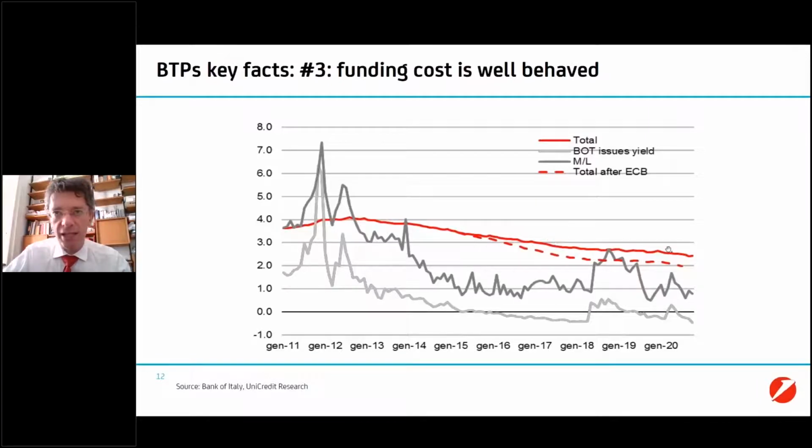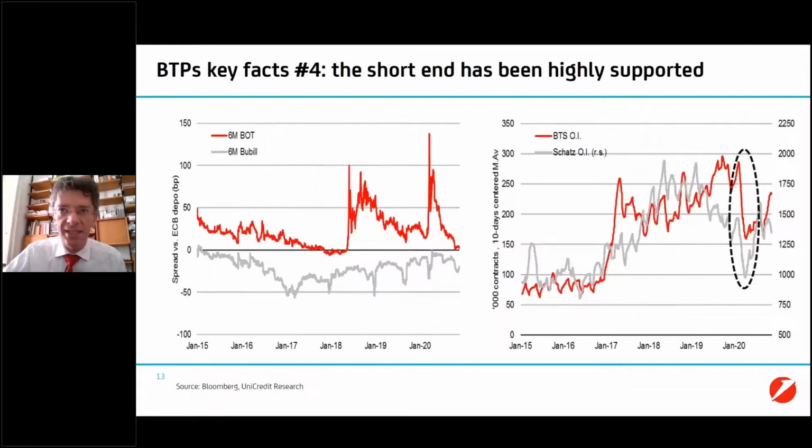The important thing is the red line, the overall cost of Italian debt, which has been declining. And once you take into account that a portion of the debt is held by the ECB, which basically gives back the coupons to the Treasury, the cost is now slightly less than 2%. So it's manageable. Italy has a large debt, but at the same time, this debt has a manageable cost.